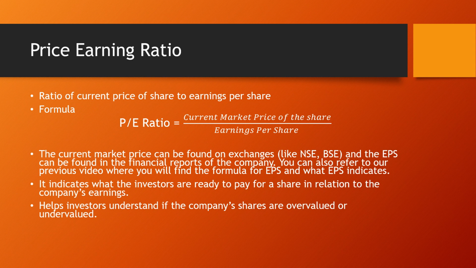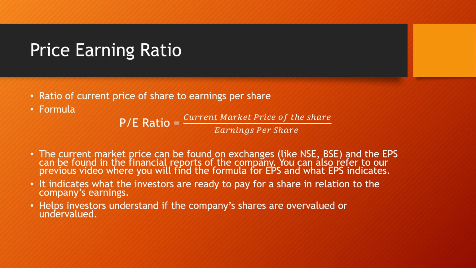Price earning ratio. It is a ratio of current price of share to earnings per share, and the formula is current market price of the share divided by earnings per share. Now, where will you find these values? The current market price can be found on the exchanges like NSE, BSE and all. And the earning per share can be found in the financial reports of the company.